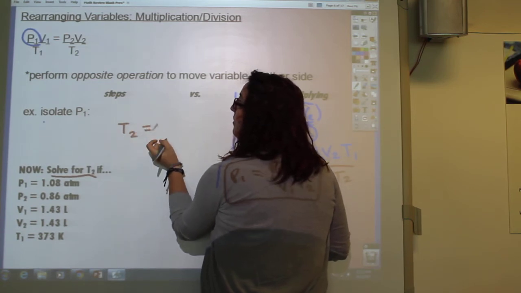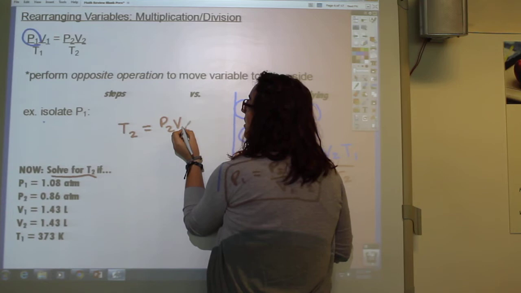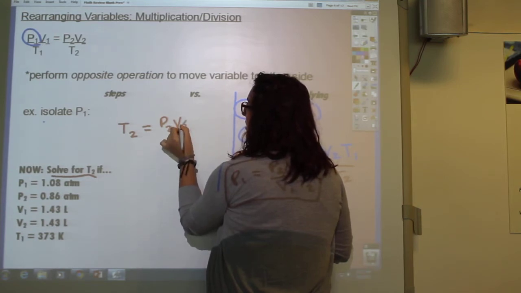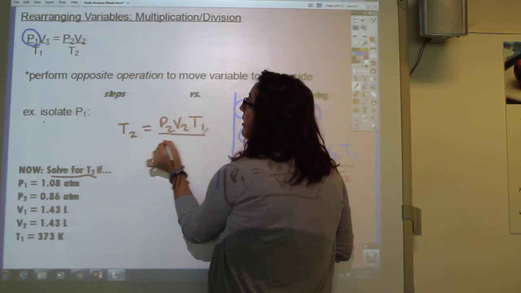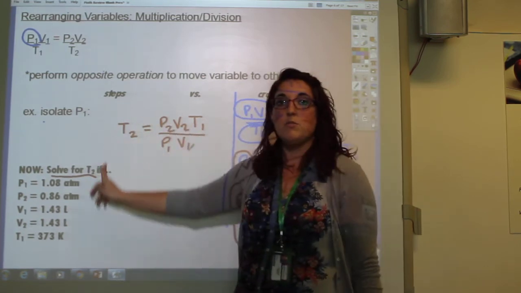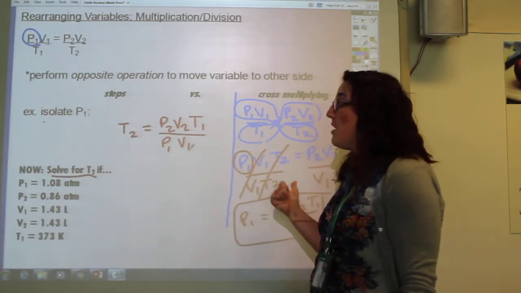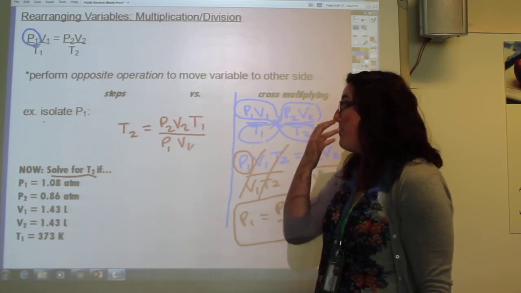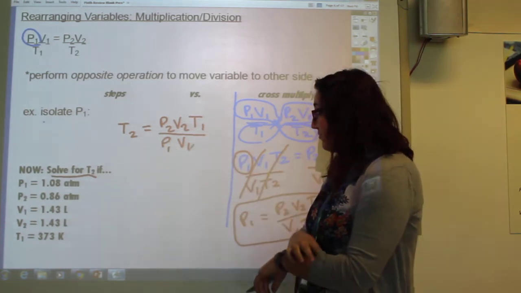T2 equals P2V2 T1 over P1V1. Okay? If you took the time to rearrange, hopefully you could get to this point, following the same types of steps we did before of using opposite operations. Okay? If you wanted T2 by itself.